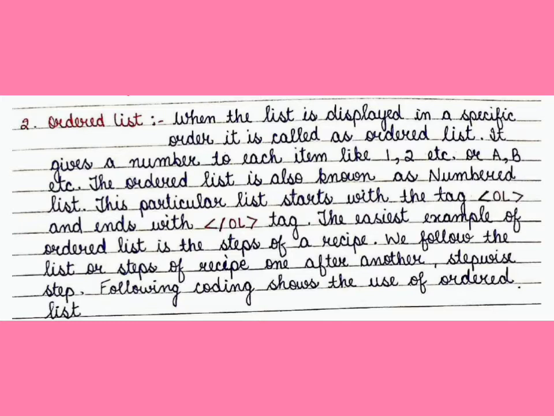The easiest example of an ordered list is the steps of a recipe. We follow the list of steps of a recipe one after another, step by step. The following coding shows the use of an ordered list.